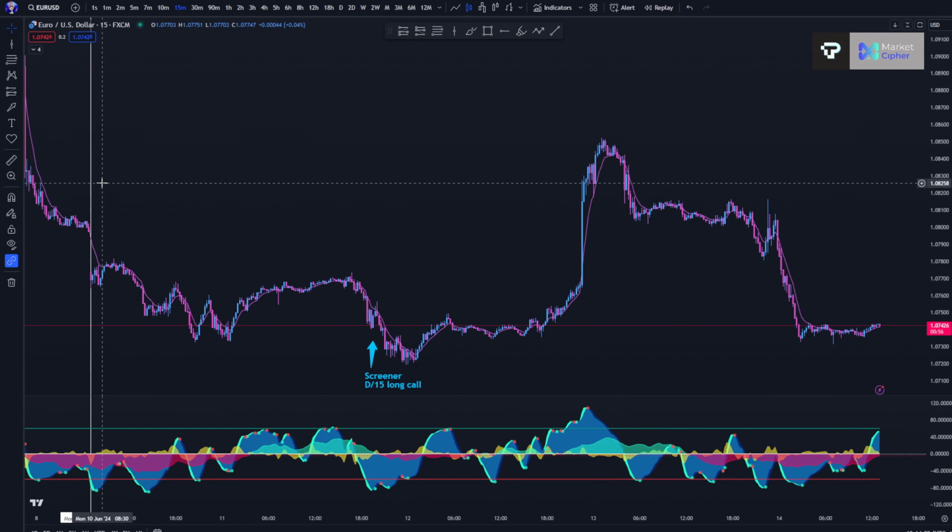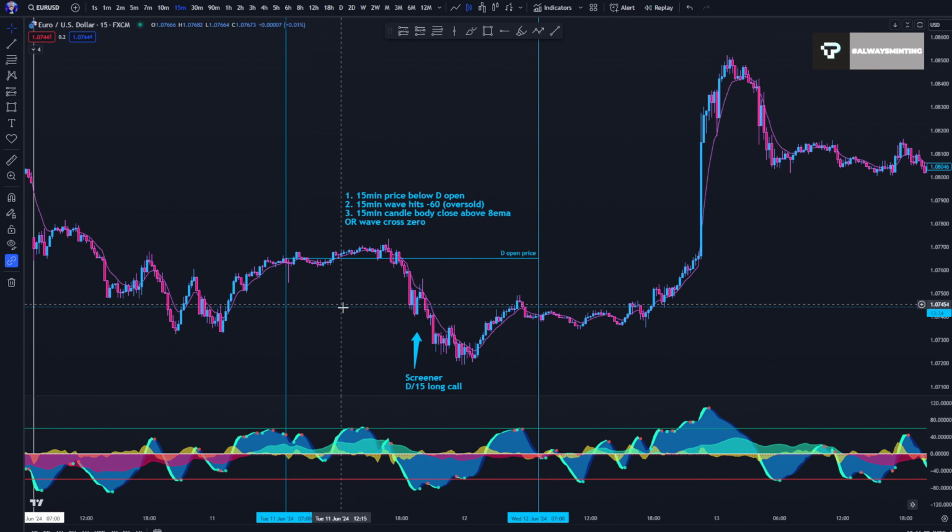Okay, so this white line is demarcating the start of the week. This is where we gave the call in the TP Min screener that the D15 long position was coming. All right, so let's review the entry conditions.